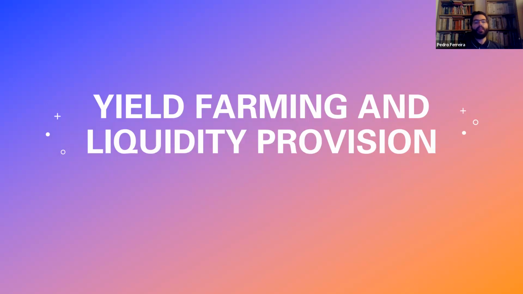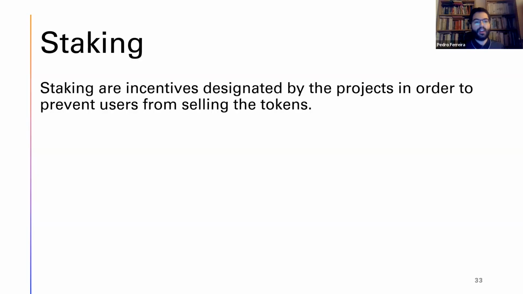So yield farming, we need to go faster. Yield farming and liquidity provision. Staking, what is staking? The first problem that we had was defining a value. Then the second problem was protecting against volatility. Then you find stable coins. For the first problem, we had DEXs.